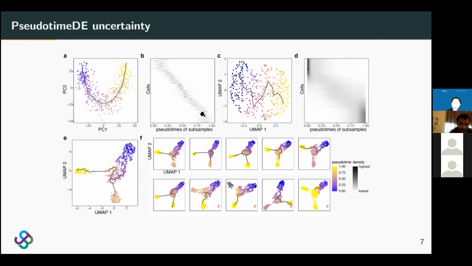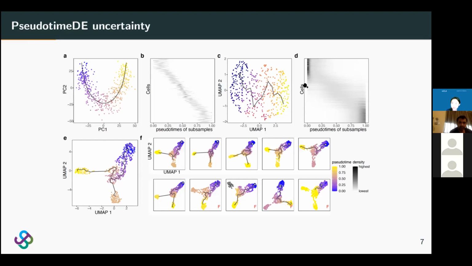So the width of the band is actually indicating the degree of uncertainty. This is for Slingshot, and this is for Monocle 3. As recommended, Monocle 3 asks users to use UMAP for dimension reduction. And this is its trajectory.